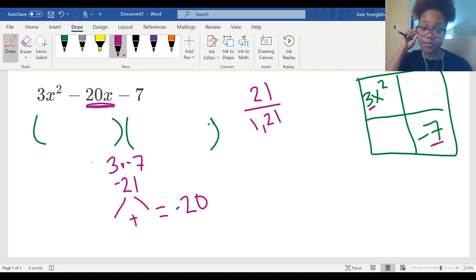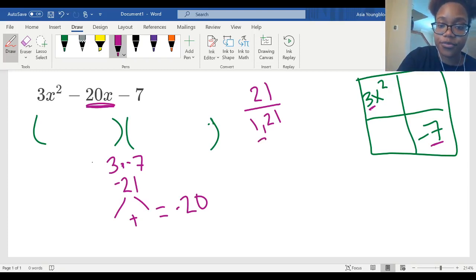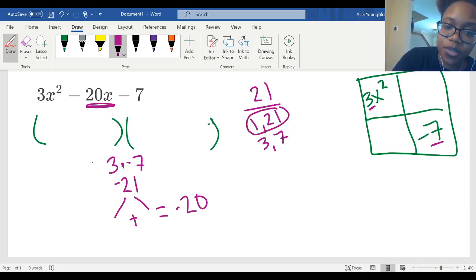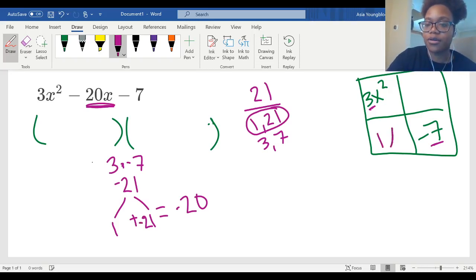21 divided by 2 is a decimal, so we skip 2. We have 3 and 7. 21 divided by 4, 21 divided by 5, and 21 divided by 6 are all decimals, so those are not factors. So these are our only options for the factors. The 2 numbers we can combine to get negative 21 will be 1 and 21. So we're going to have 1 and 21. In order for them to add to get negative 20, the 21 must be negative. So those are the numbers that are going to go in our boxes, 1x and negative 21x.